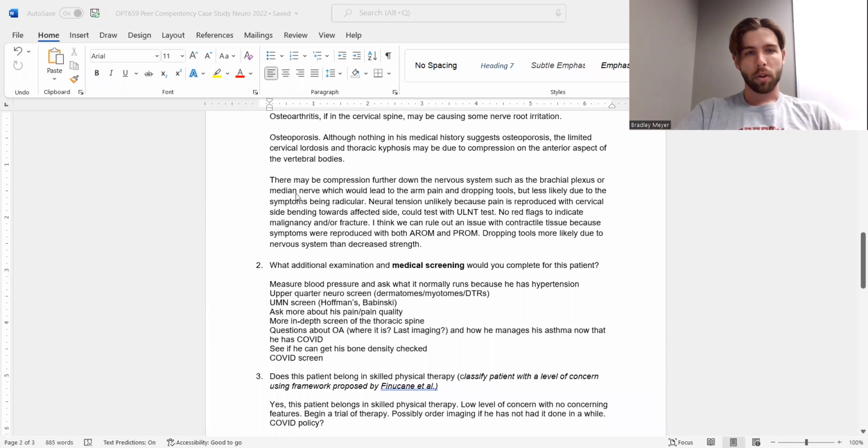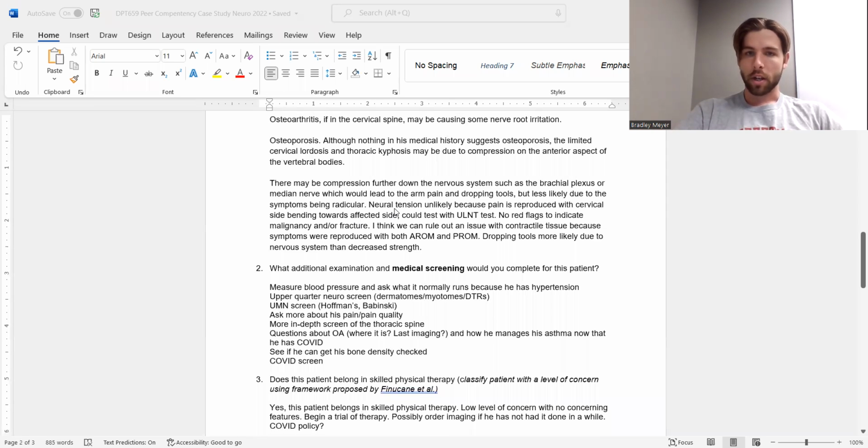And then these were some other ones that I thought were less likely, but just considered and jotted down some ideas. So compression on the nervous system just farther down, like the brachial plexus or the median nerve, which I just thought because of him dropping the tools, the median nerve might be affected, but less likely since the symptoms go from the neck down through the arm. Neural tension, could be some tension along the nervous system, which could be tested with the neural tension test. But again, I thought it was less likely because his symptoms are in the right arm.